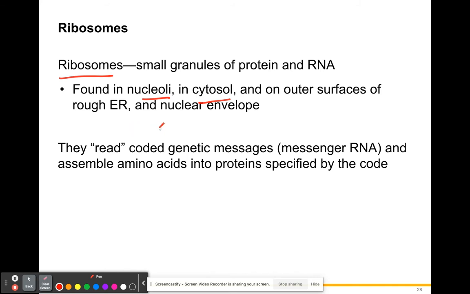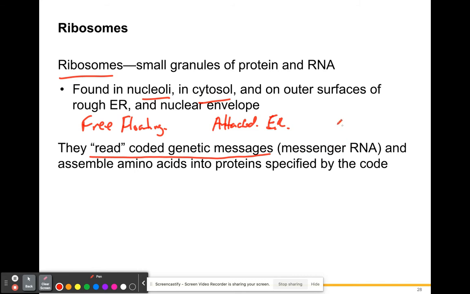So we have different types of ribosomes. We have free floating ones, and those ribosomes can be found in the cytoplasm. And then we have attached ribosomes, which are found on the ER. Okay, they're found on the endoplasmic reticulum. What do they do? They read messages. What kind of messages? Genetic messages.